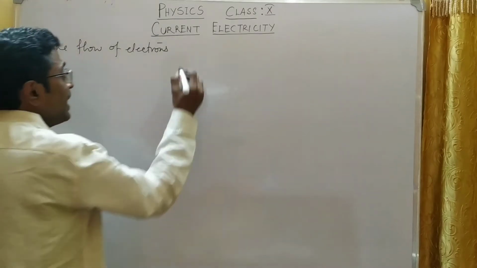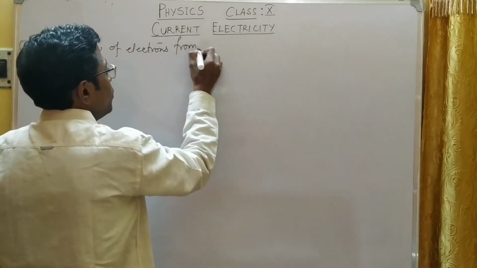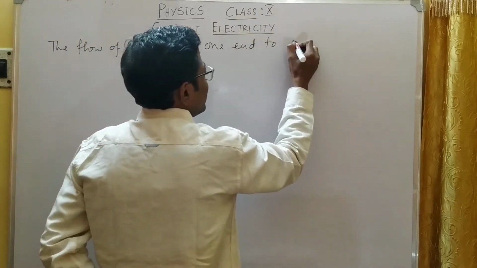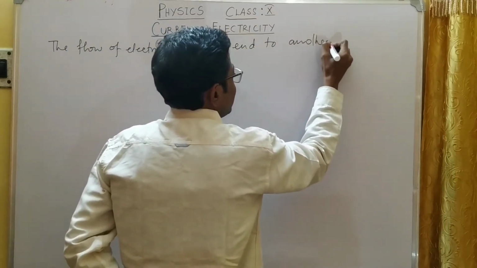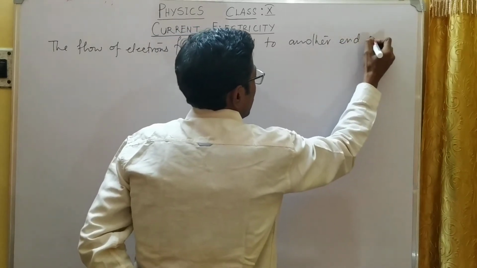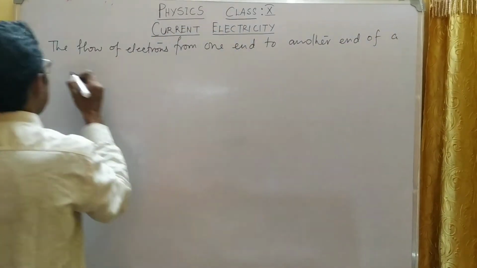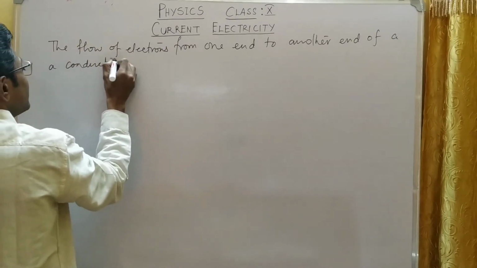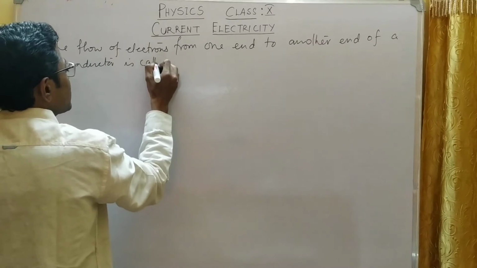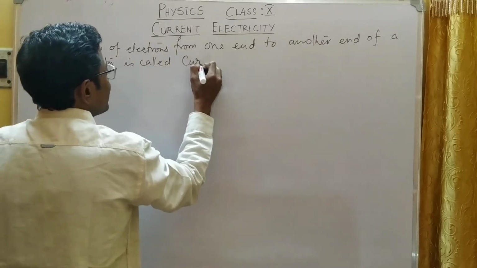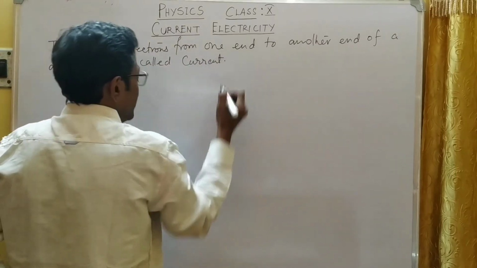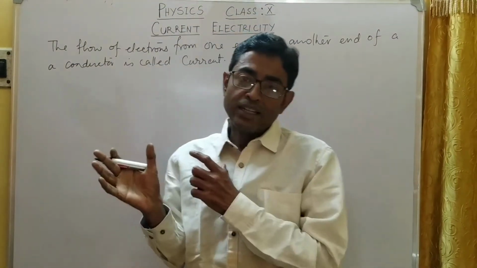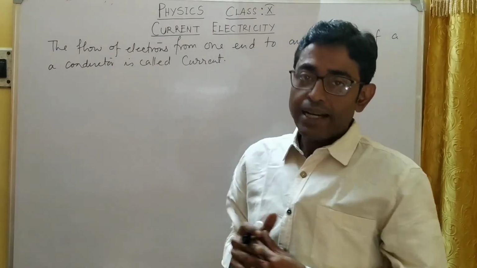from one end to another end of a conductor is called current. So remember, when electrons flow from one end to another end of a conductor, that is called current.